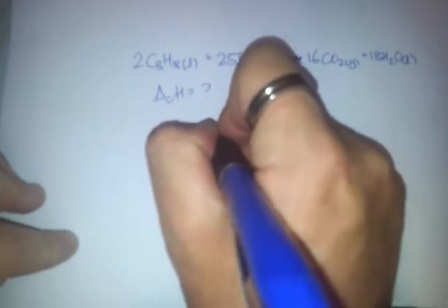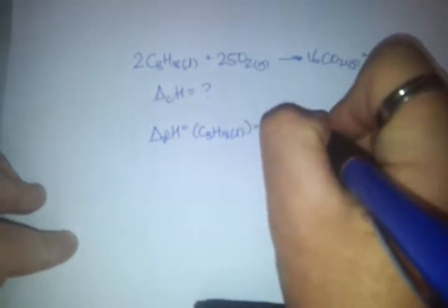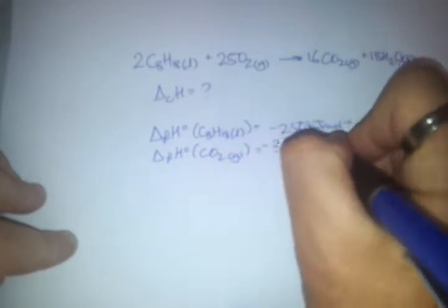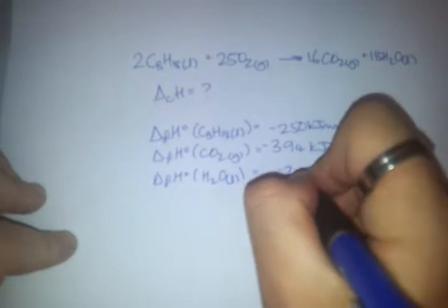In a question like this, where we're asked to find the enthalpy of combustion, which is just an example of enthalpy of reaction, we have been given the following information. We've been given the enthalpy of formation of octane, and that is negative 250 kilojoules per mole. We have been given the enthalpy of formation of carbon dioxide, which is negative 394, and the enthalpy of formation of H2O in its liquid state, which is negative 286 kilojoules per mole.